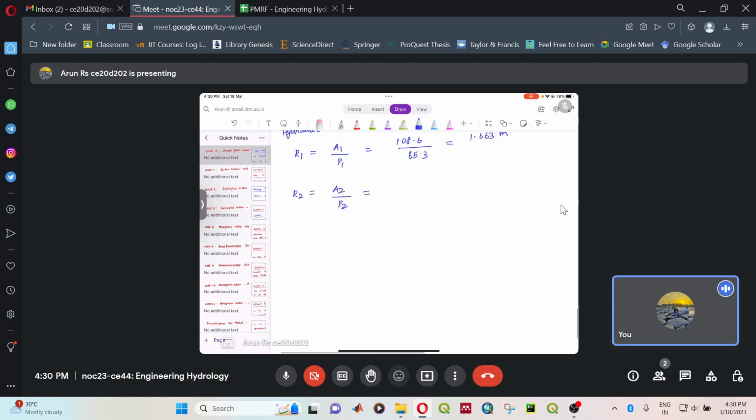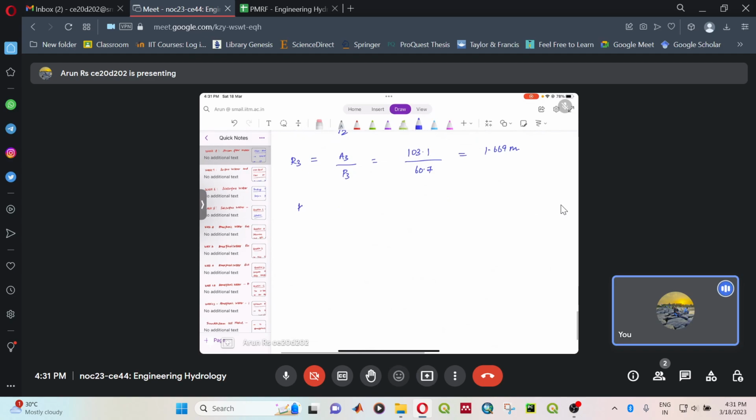R2 is A2 by P2, which is 99.80 divided by 59.40, that is 1.680 meters. Next is R3, 103.1 divided by 60.7, that is 1.669 meters.